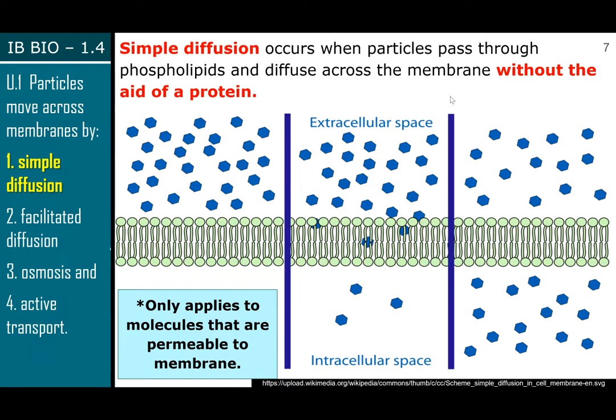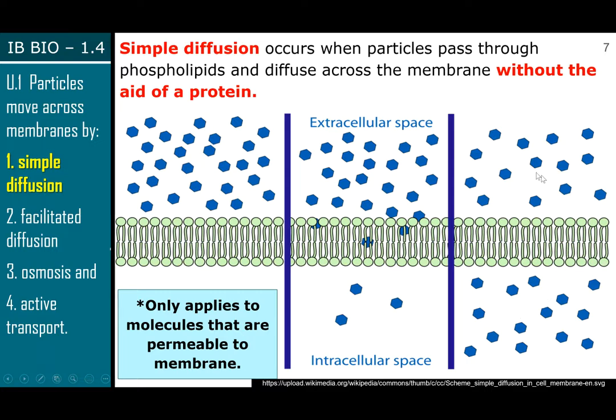Okay. So simple diffusion occurs when particles pass through phospholipids and diffuse across the membrane without the aid of a protein. So there's no channel here, there's no gate, right? There's nothing helping this stuff move through. It's just these particles, and you can see they can pass right through the membrane from that extracellular space. Extra means outside, right?